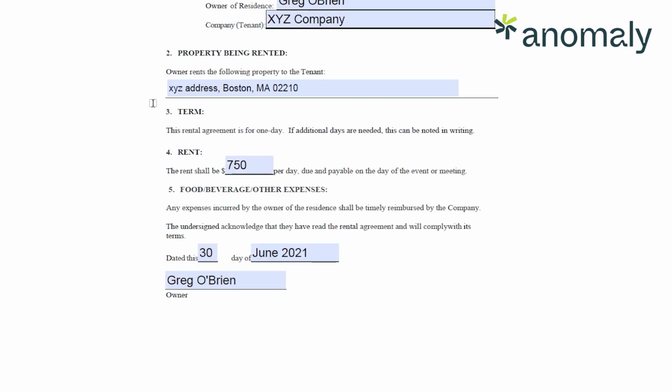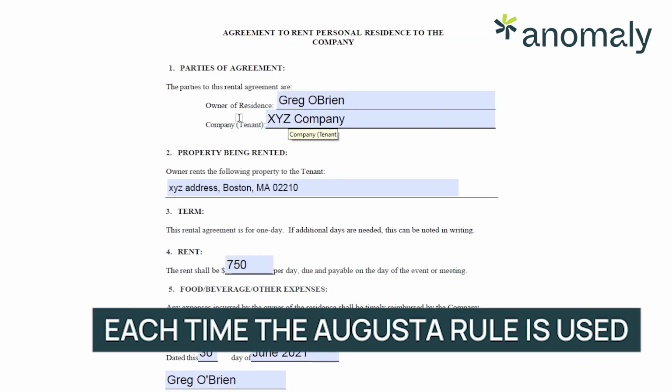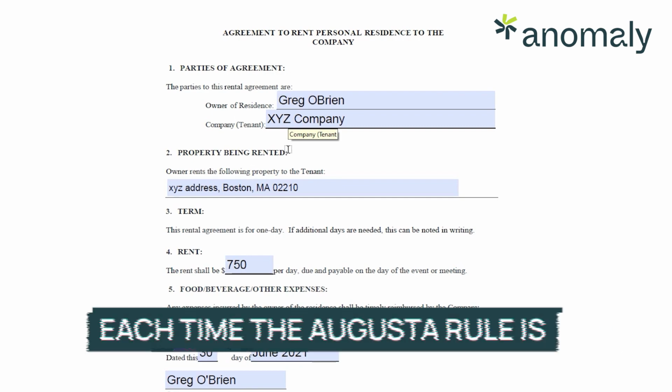So between the $700 and $1,000, on a conservative end here, that's due and payable on the day of the event. Any other expenses incurred would have to be reimbursed by the company. Great. So pretty straightforward here. This should be done, and dated, each time that the Augusta rule is used. So not just one time, every time.